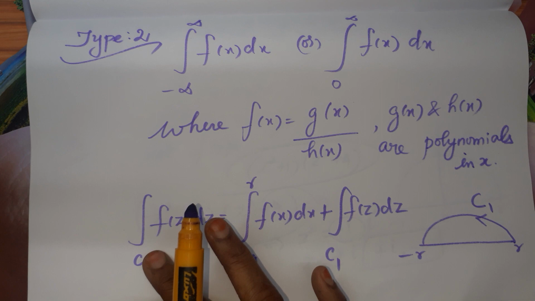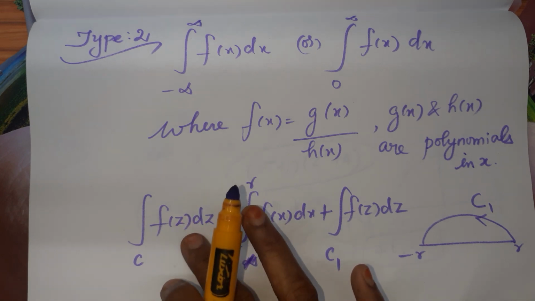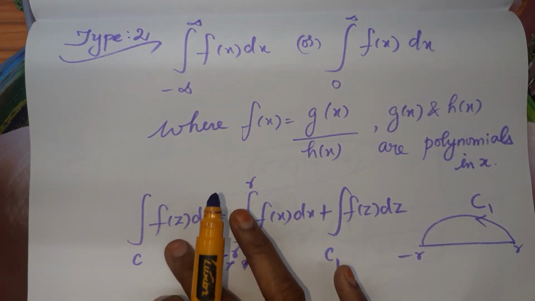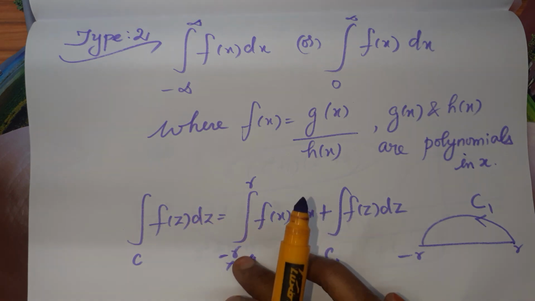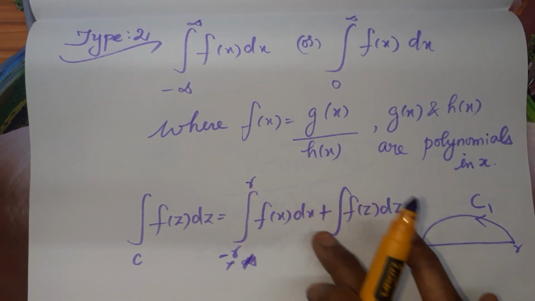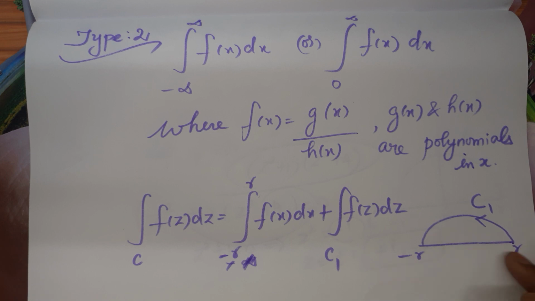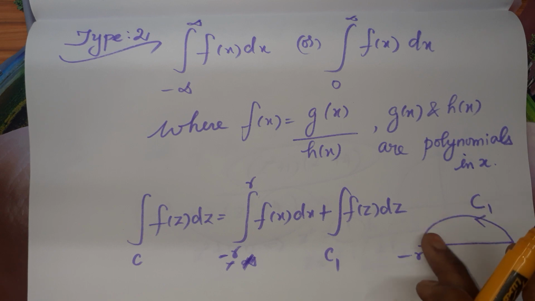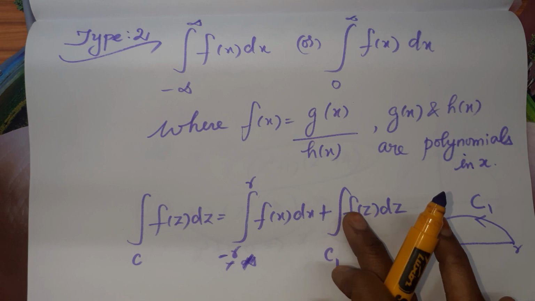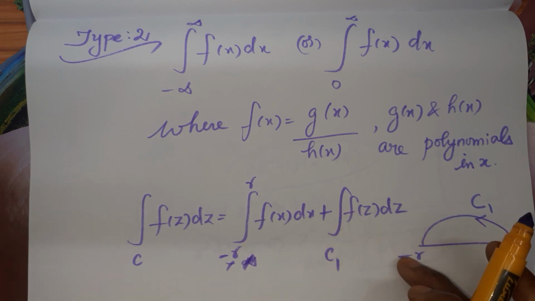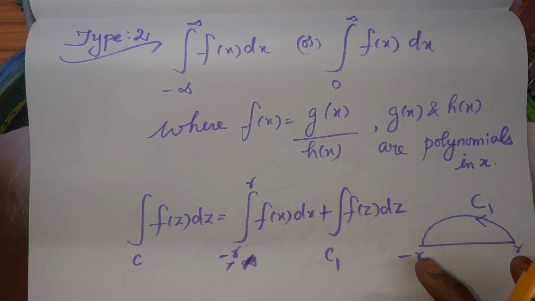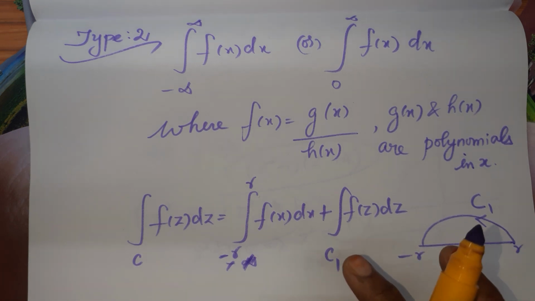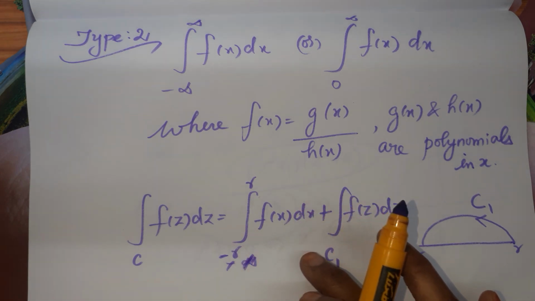So integral over c f of z dz, that is the curve which we are going to use for type 1, is equal to the integral from minus r to plus r f of x dx plus the integral over c1 f of z dz. Minus r to plus r means it is a straight line. C1 is a semicircle combining with this minus r to plus r. So using this only, the final answer we are going to convert to the given problem. So please go and watch the type 1 video. After that you watch this one.